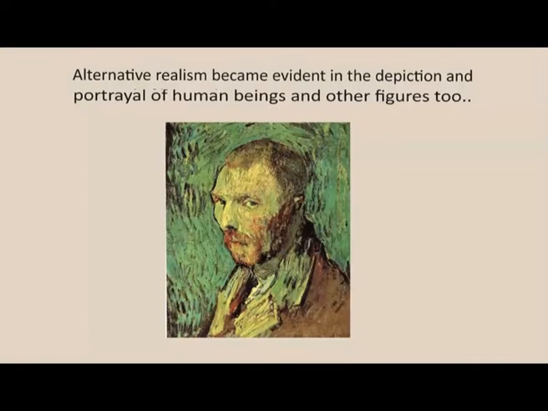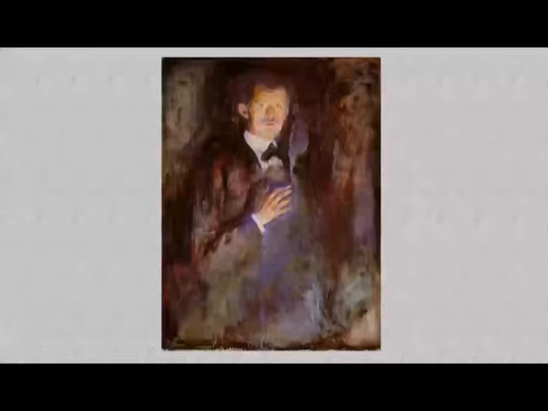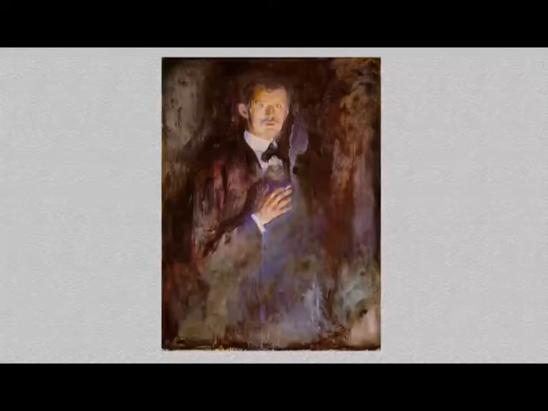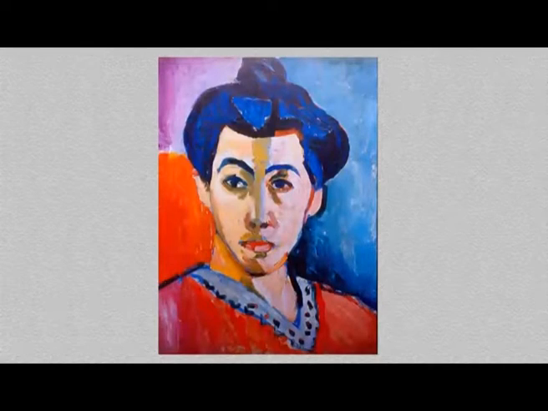So alternative realism became evident in the depiction and portrayal of human beings and other figures too, like this one. Nobody would say that this self-portrait by Van Gogh is a complete deviation from reality, no, but it is an alternative way of approaching reality, or for that matter this one by Edvard Munch, this is also a self-portrait, or this portrait by Henri Matisse.